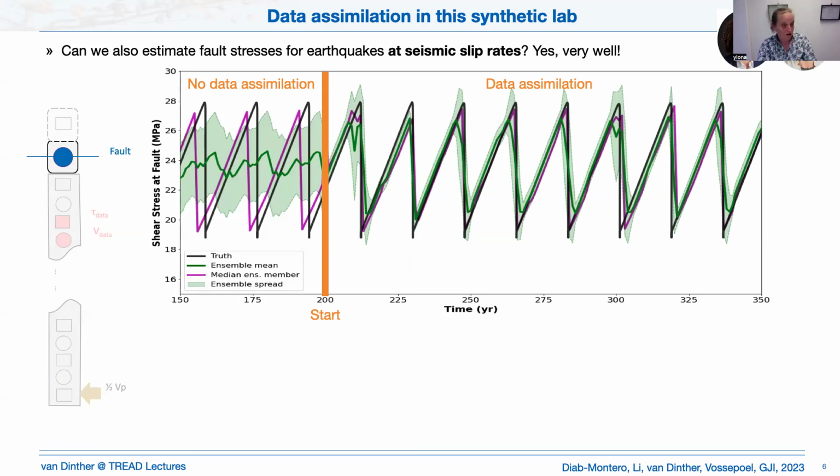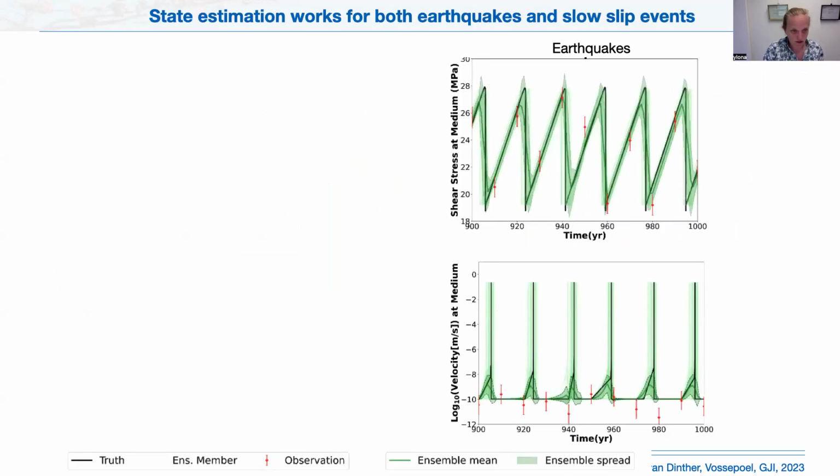So can we also estimate the fault stress at seismic slip rates? In this figure, you see that we can. Before the orange line, there is no data assimilation. So the shear stress, the mean in green, doesn't know when there will be an earthquake or not. We still know the range of the stresses because it's still a perfect model test, so we know the parameters that we put in. And then once we start to assimilate data, you see that the shear stress evolution is captured really well also for these seismic slip rates.